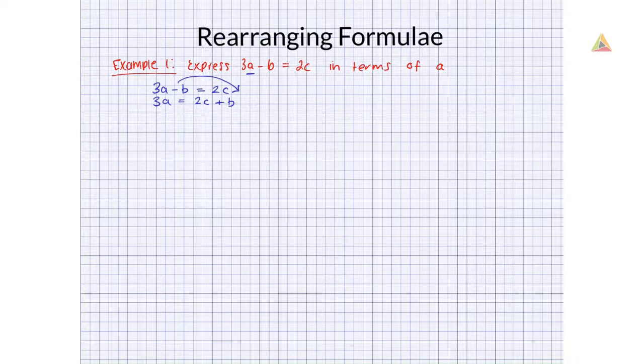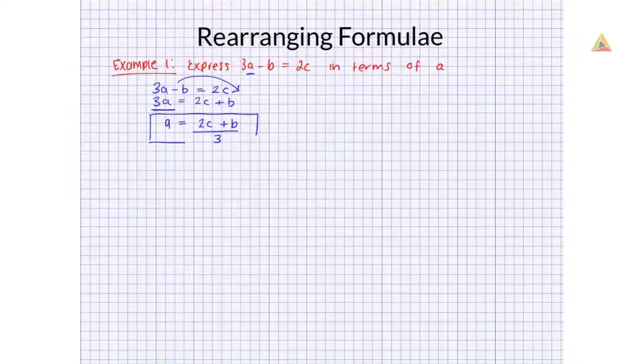So now we have 3a on its own, so we need to get a on its own now, which means we need to get rid of the 3. In order to get rid of the 3, we need to bring it under the equal sign, so a is equal to 2c plus b, all divided by 3. You've now solved the equation because you have a on its own. So when it's asking to express it in terms of a, that means you want to get a on one side of the equation on its own.